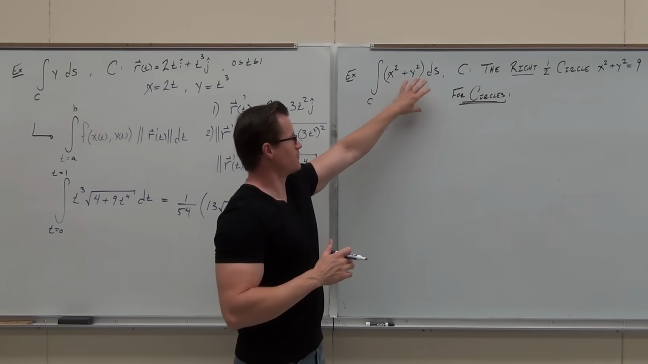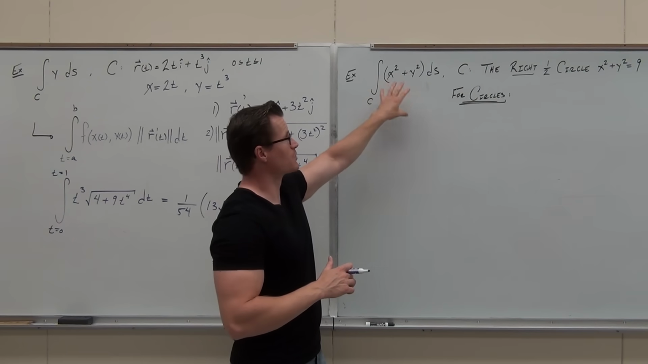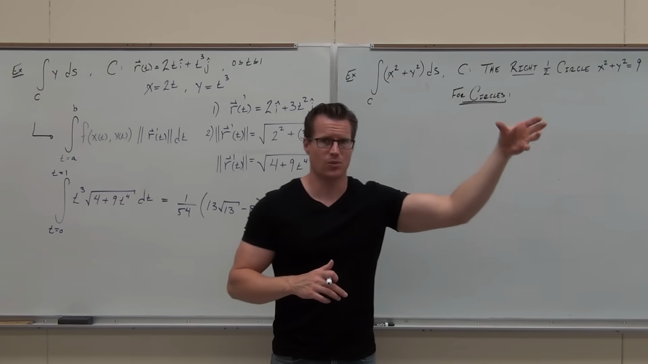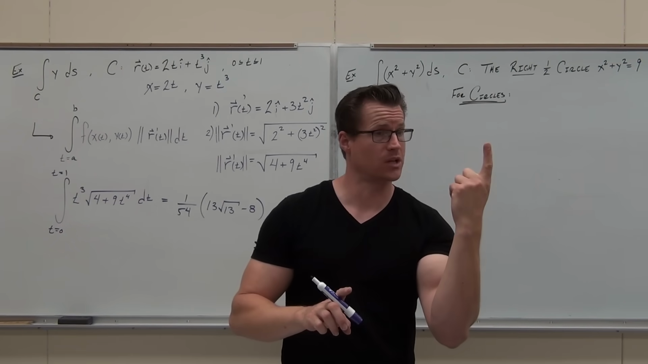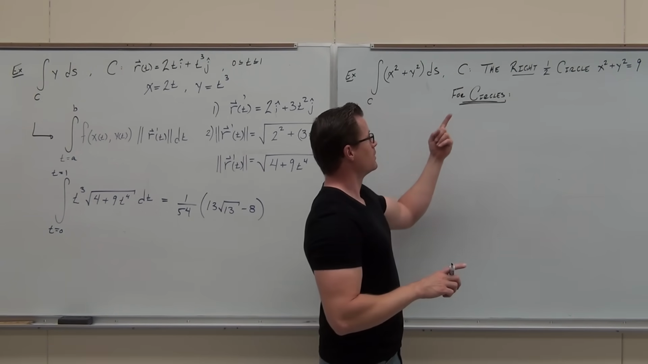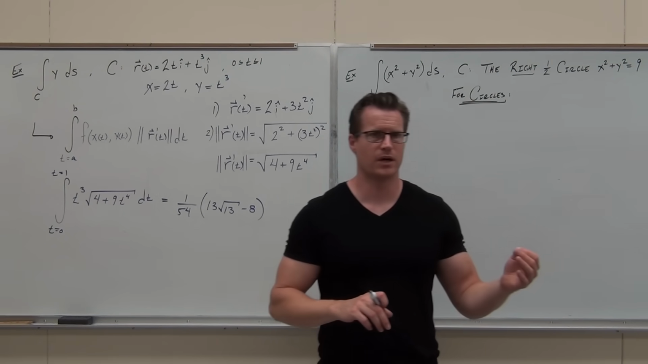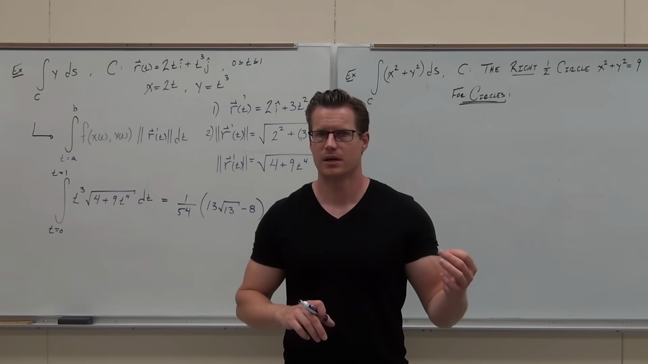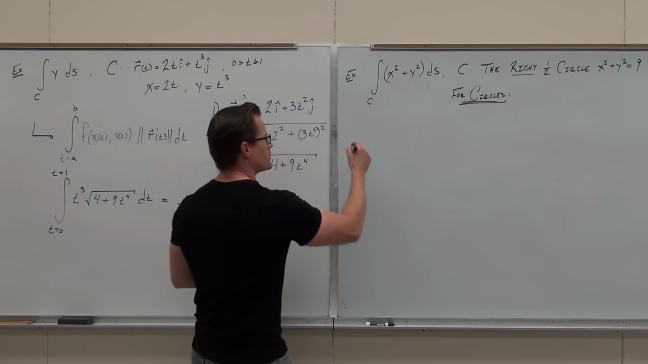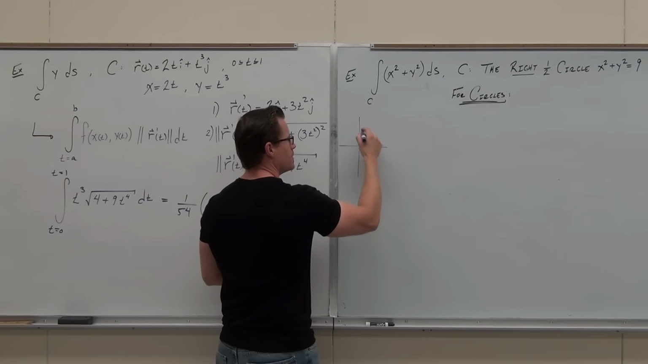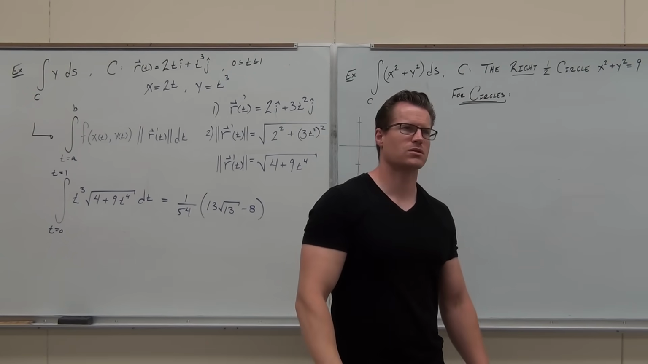I'm going to have to reparameterize x and y. That has to happen. We change two variables into one variable so that we can do a single integral with it. Well, what's our curve? The curve is the right half circle, x squared plus y squared equals 9. If you want, you can draw a picture, but you certainly do not have to. What's the radius of the circle?